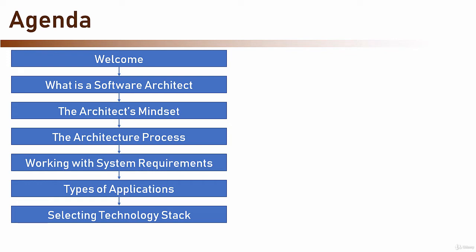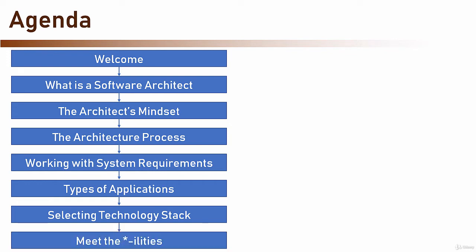Having selected the technology stack, it's time to start talking about the architecture. But wait! Before discussing architecture, we need to meet a set of capabilities that will help us design an architecture that fulfills the non-functional requirements. And in order to fully understand the non-functional requirements, we will meet the star-ilities. No, they are not a family of weirdos, but a set of non-functional requirements every architect should know about and make sure her architecture is well suited for them.